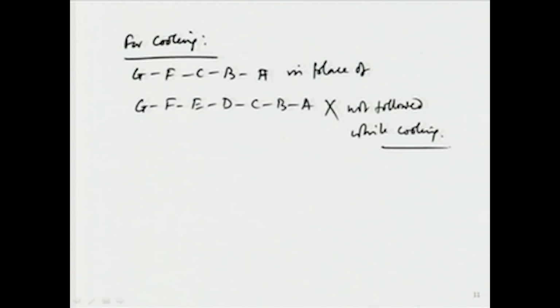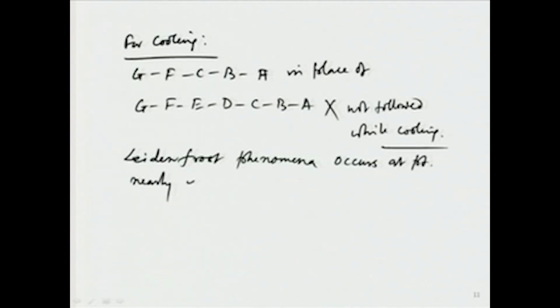Okay. And the Leidenfrost phenomenon occurs at a point nearly equal to D. Okay. And at that situation, this Leidenfrost phenomenon takes place. Now, we will discuss the mechanism of nucleate boiling.